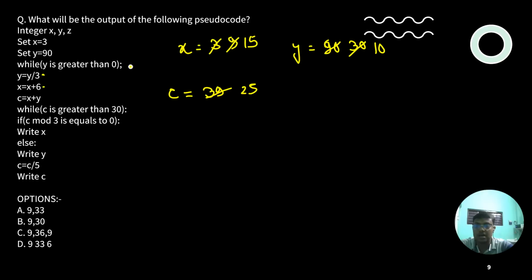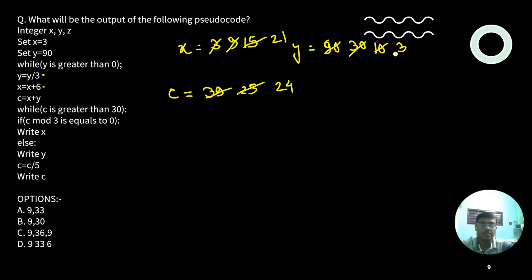Next, again we check, is y greater than 0 or not? Yes, it is greater. So we do the first operation, y by 3. So 10 by 3 would be 3, because the exact answer is 3 point something, but that decimal portion would be dropped as all the values are integers. Next comes x equals x plus 6. So 15 plus 6 is 21, and c equals 21 plus 3, that is 24.